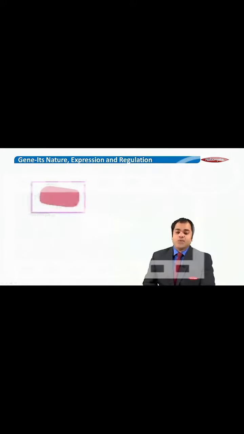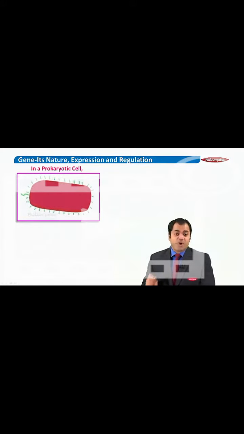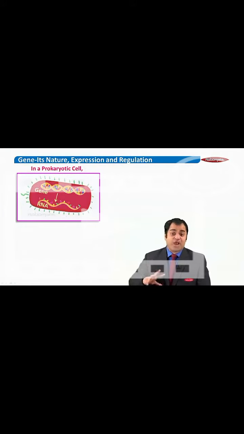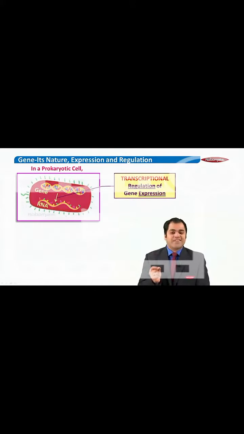Okay, now what you see here once again is a prokaryotic cell. Now in this prokaryotic cell, when the gene forms a molecule of RNA, it is called as transcription. And regulation at this point will be called as transcriptional regulation of gene expression.